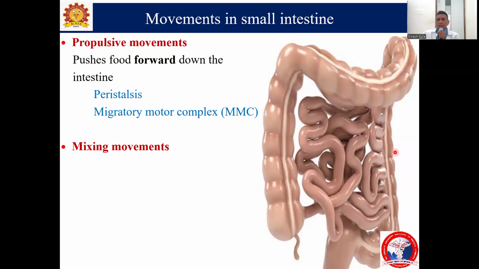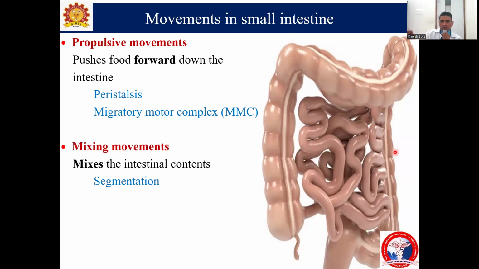Now we're going to come to the mixing movements. This movement, of course, as we know, mixes the food with the intestinal juices. There's only one type of small intestinal mixing movement. This is called segmentation. Okay, so essentially three types of movements we're going to deal with today.